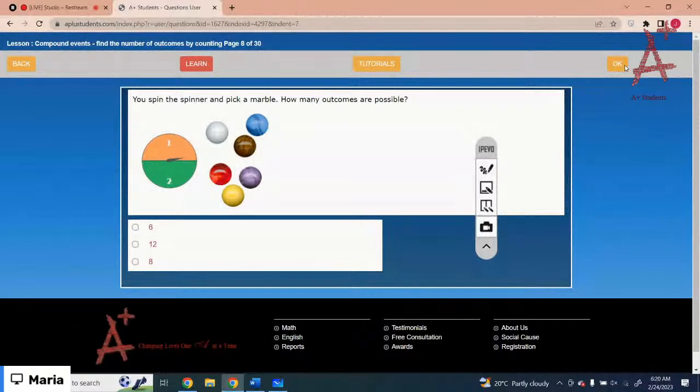You spin the spinner and pick a marble. How many outcomes are possible? So the 2 outcomes for the spinner and 6 outcomes for the marble. So 6 times 2 makes 12. So the total outcomes are 12. Got it?